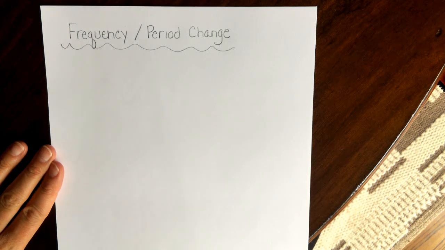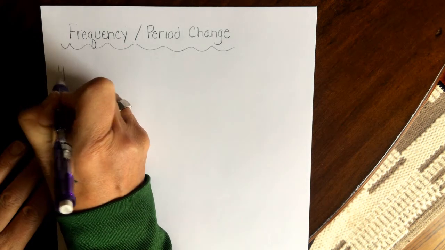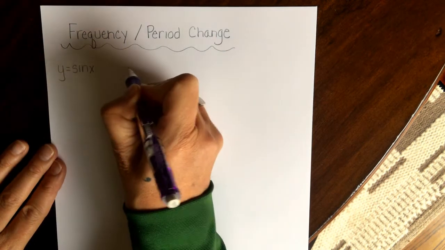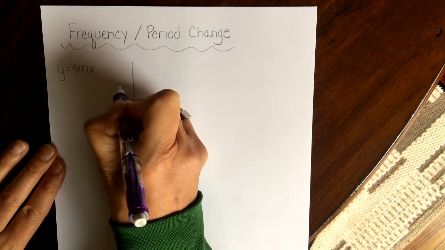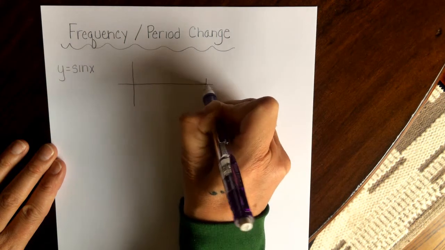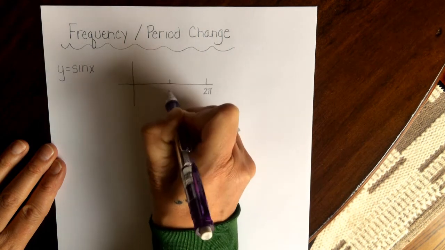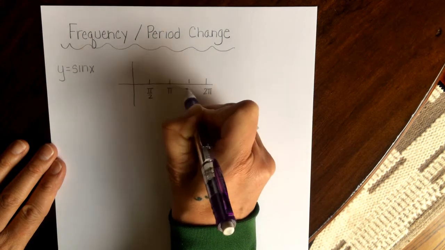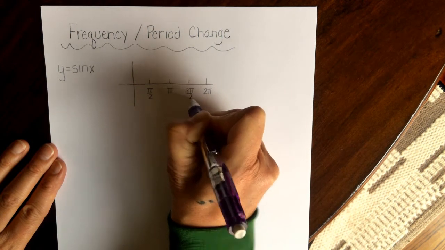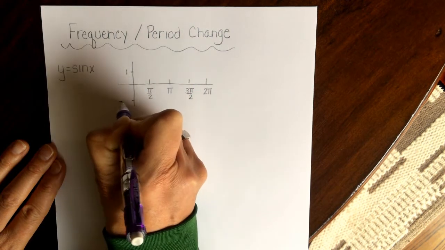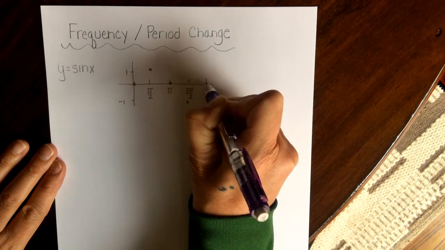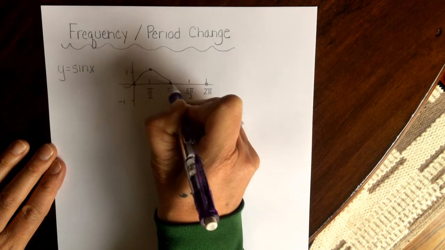All right, now we're going to talk about the frequency and the period change. So I'm quickly going to draw the sine parent function, and hopefully by now you know that it starts and stops in 2 pi. Half of that's pi, half of that's pi over 2, and then 3 pi over 2 as I count up. Sine starts at a midline and stops at a midline.